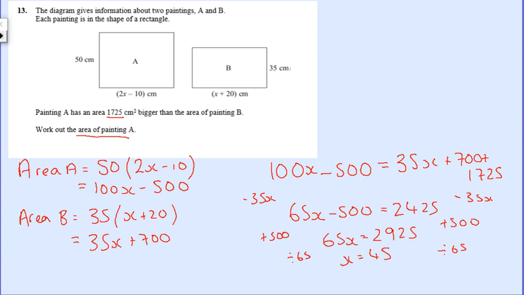So you've got to take that 45 and sub it back into your area. So we said the area was equal to 50 lots of 2x minus 10. If I sub 45 in, then I've got 50 times by 2 times 45, which is 90, take 10. So what I'm doing is 50 times by 80, final answer, 4,000 centimetres squared.